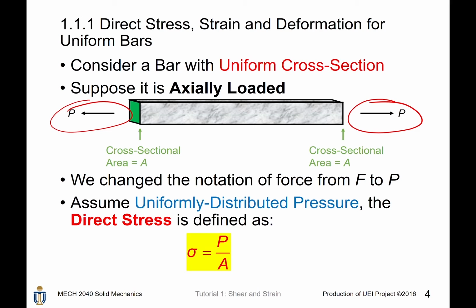So for the direct stress, it is called sigma. Sigma is defined as the force acting on this area, and we assume it is uniformly distributed. So this is the distribution. Then the direct stress will be, of course, a similar definition: the force divided by the area. And notice that it has the unit of Newton per meter square. You know that the force has a unit of Newton, area has a unit of meter square, so the unit will consequently be Newton per meter square.